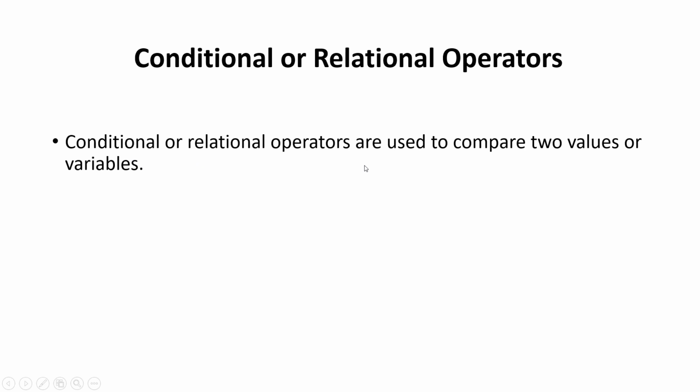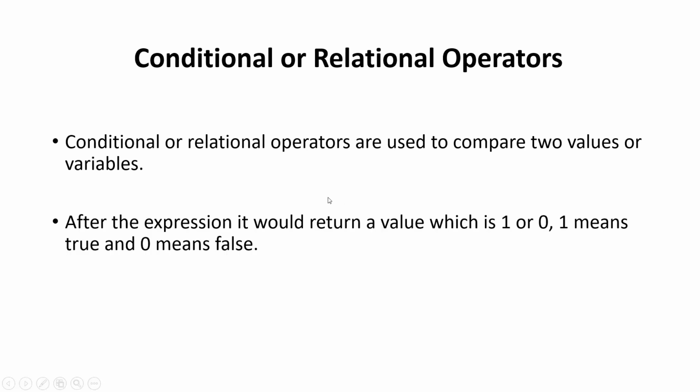Conditional or relational operators are used to compare two values or variables. If we have two values or variables and we have to check which is greater or which is less than, we use conditional or relational operators.